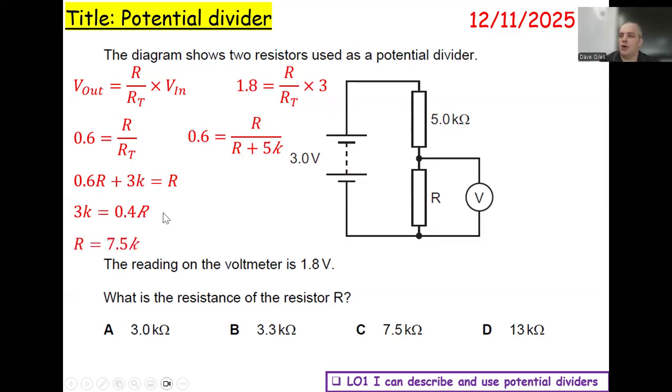Which is the answer C. You could also do this via trial and error, but this is the mathematical way to solve it. But if you weren't as confident with your maths, you could just try each of those values in the potential divider equation and you would get the same answer.